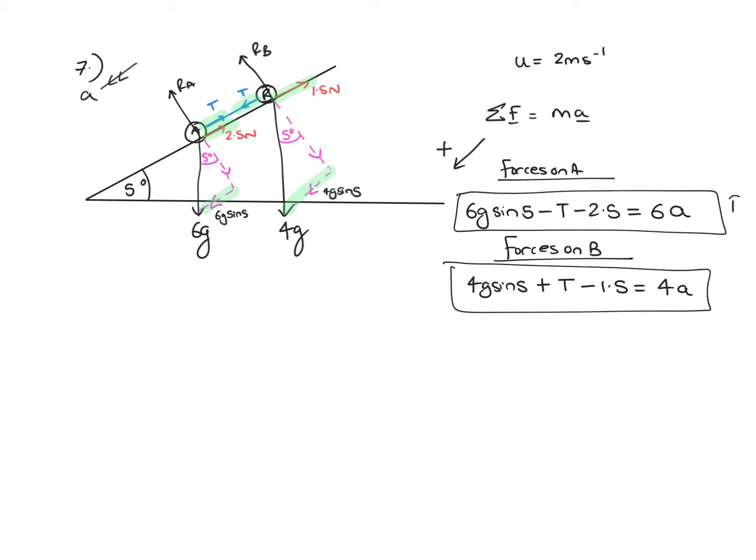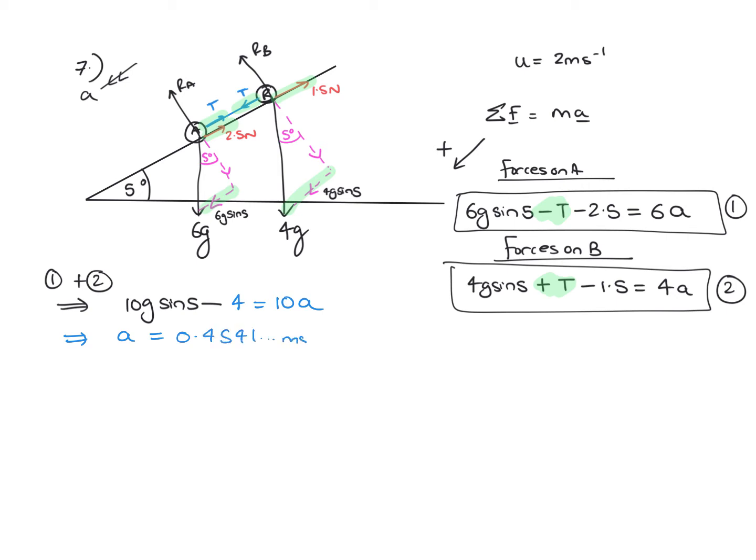So we have our pair of simultaneous equations 1 and 2, and as is often the case in these situations, you have a minus T and a plus T, so it's easy to just add the two equations together. We then get 10g sin 5 minus 4 equals 10a. This allows us to work out the acceleration, which works out to be 0.4541 meters per second squared, which we're going to store in calculator memory A. We're not going to round it, as we weren't required to do that.